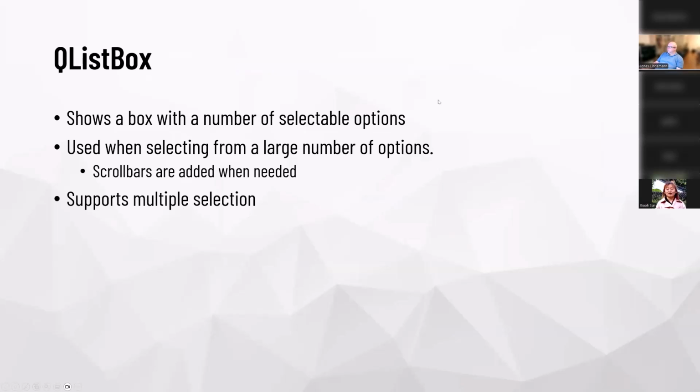List box is very similar to combo box, but it actually displays several of the options directly in the list in the control. It can also support multiple selections. So you can have a list where you can select multiple items individually. And also when the items exceed the size of the list box, it will add scroll bars to the control as well.